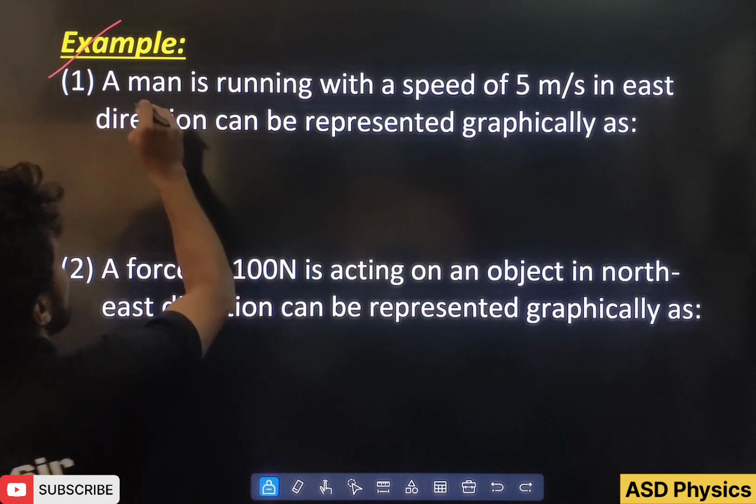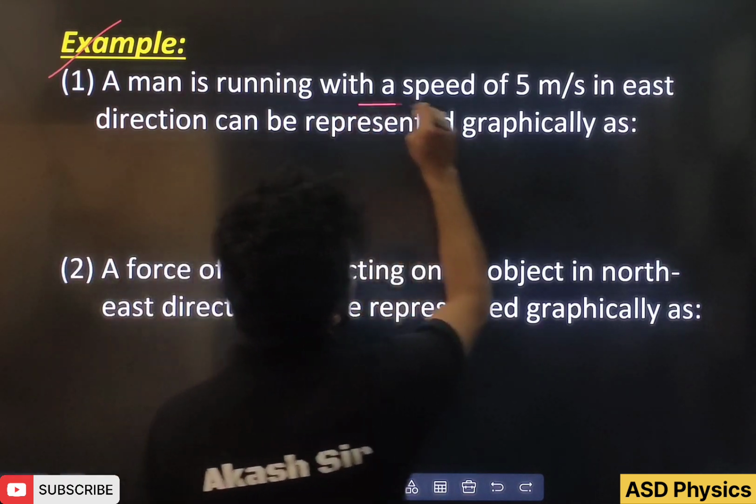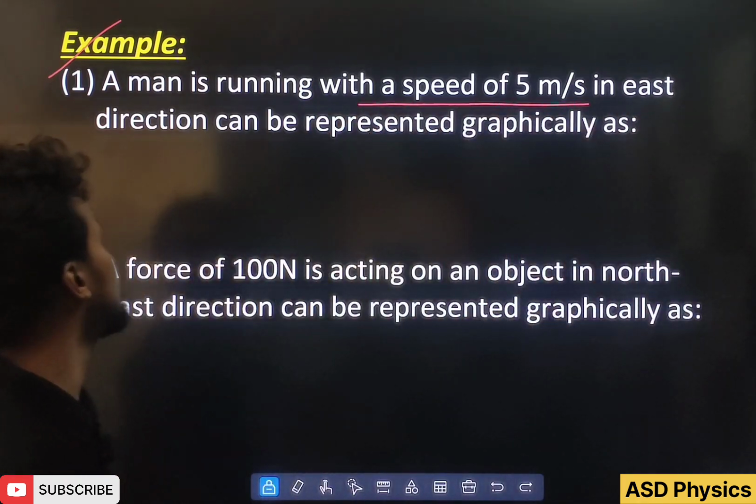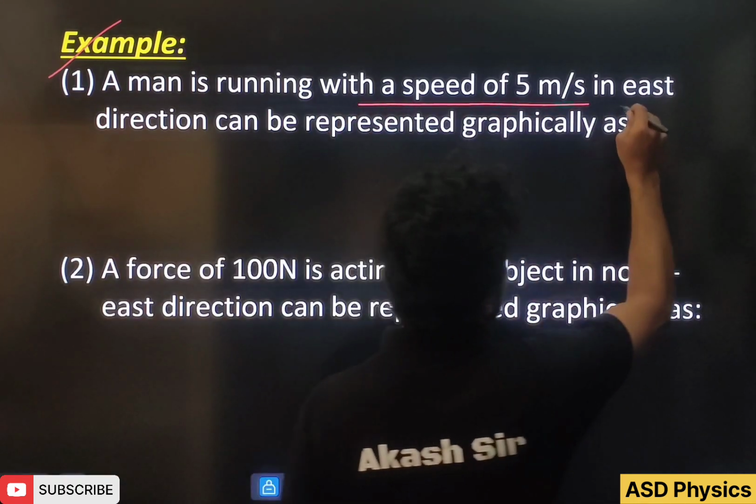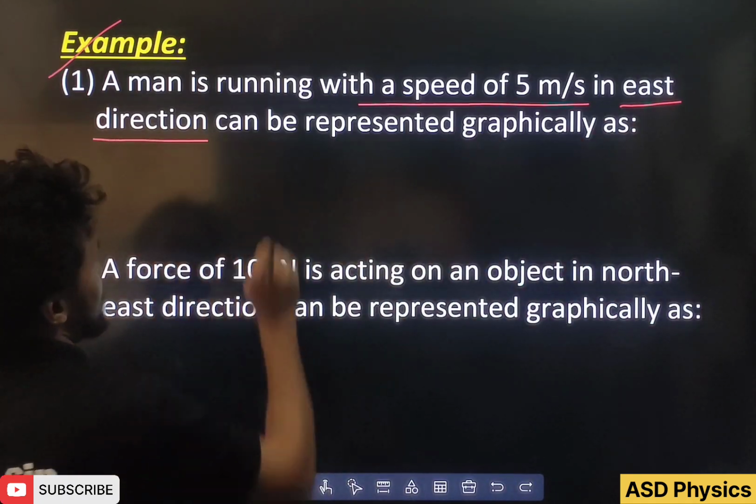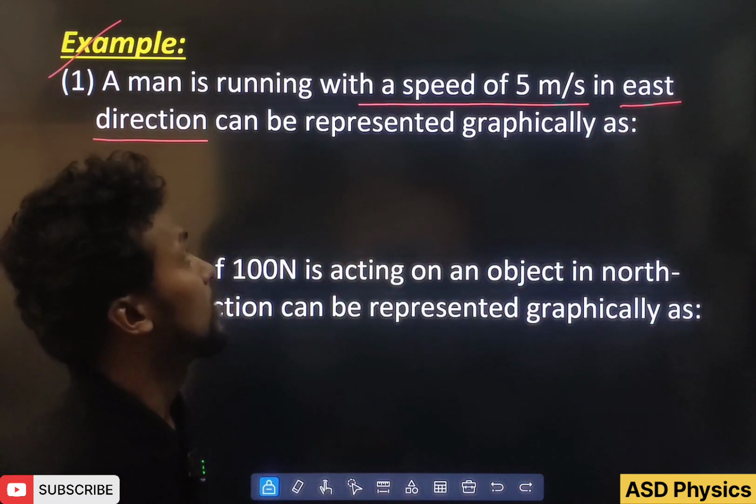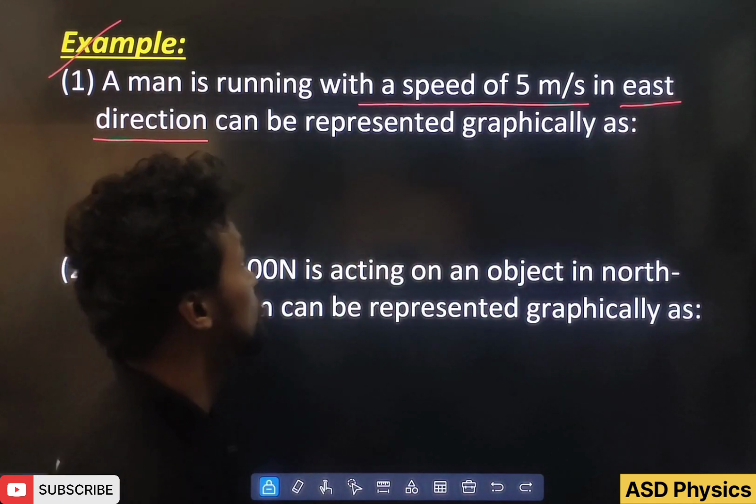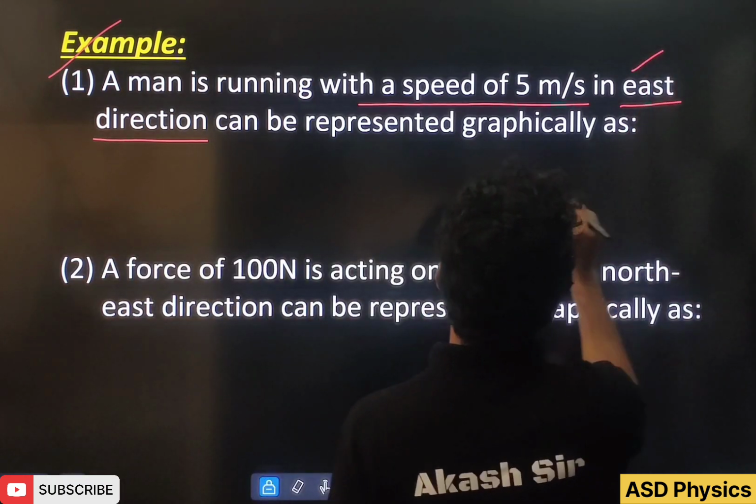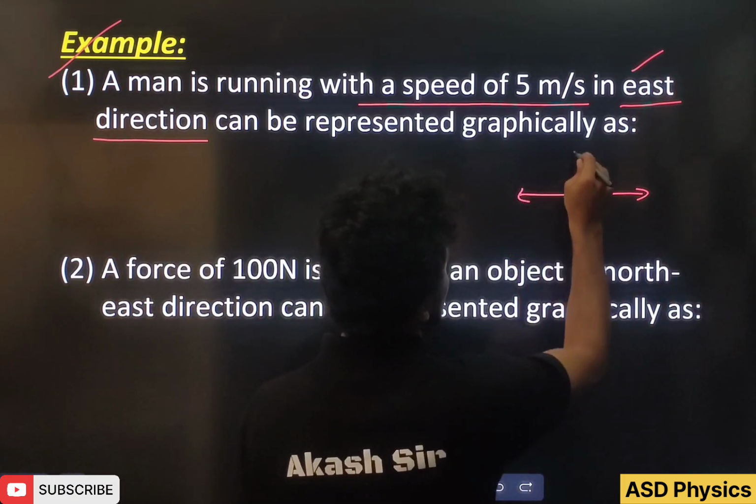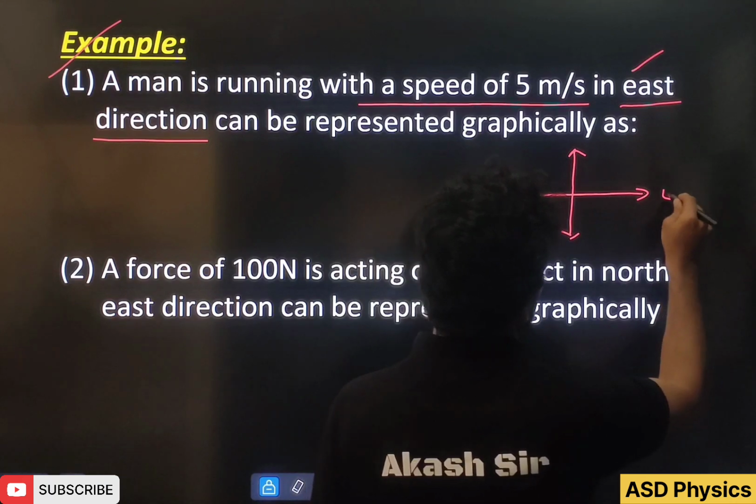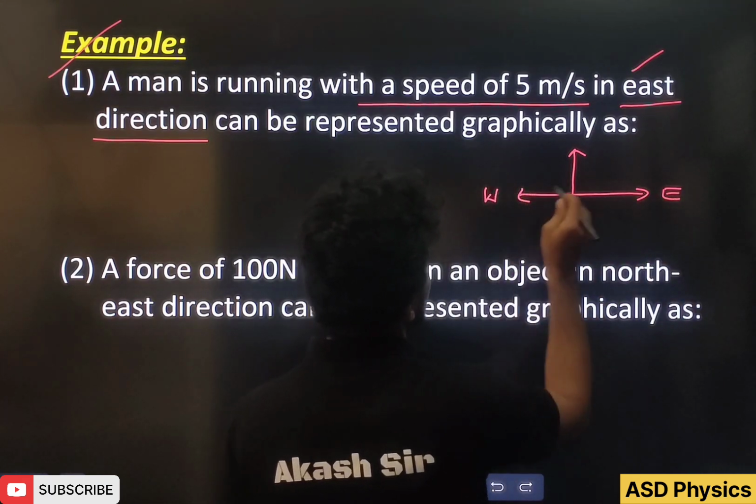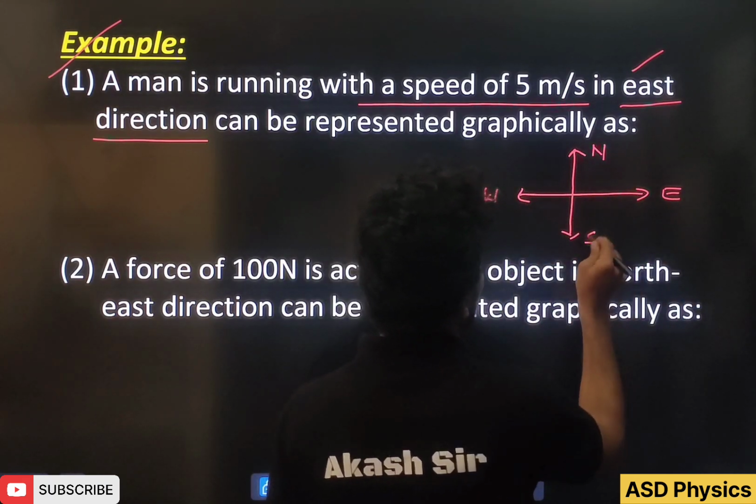See, a man is running with a speed of 5 meters per second. In which direction? In the east direction. It can be represented graphically as follows. Which direction is there, students? East direction. So for that we should know the basic direction convention like this one here. Basically in physics we follow east, west, north and south.